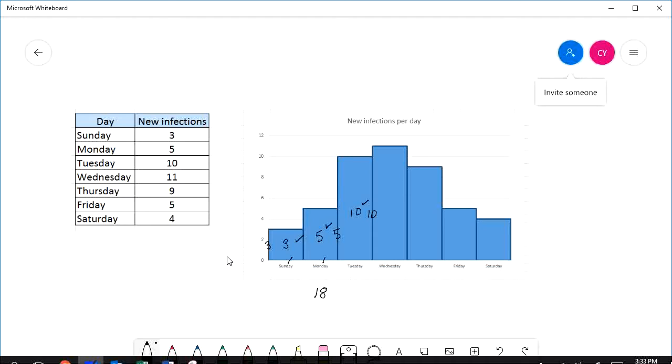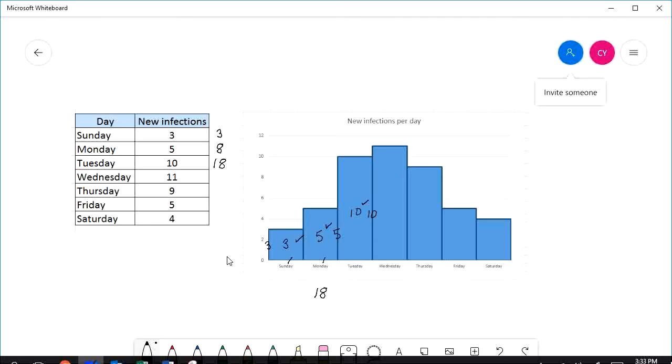Look over here at the data. Let's have a look at the total number of people that are infected on each day. On Sunday was only 3. By Monday, 5 more people had joined the 3, and we have a total of 8 infected people. Tuesday, 10 more join, and now I've got 18 infected people. So by adding up the area of each of those rectangles, I'm finding out the total number of people that are infected by a certain day.